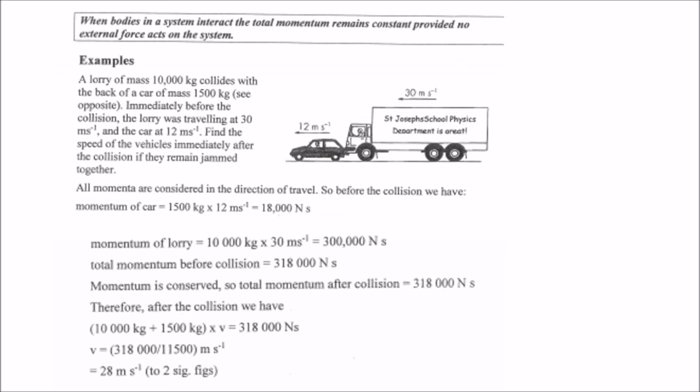Now the total mass after the collision is the 10 tons plus the 1.5 tons, which is 11,500 kilograms. So the new velocity will be the momentum divided by the total mass, which comes out as 28 meters per second. And of course they're both going in that direction of travel there, from right to left. So the lorry has slowed down a bit and the car has sped up significantly.